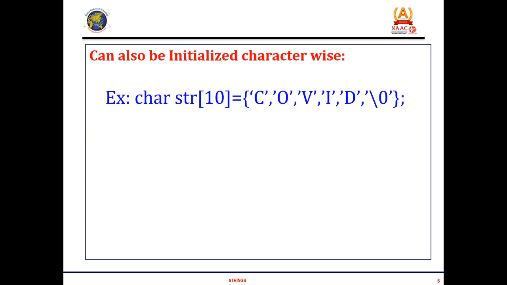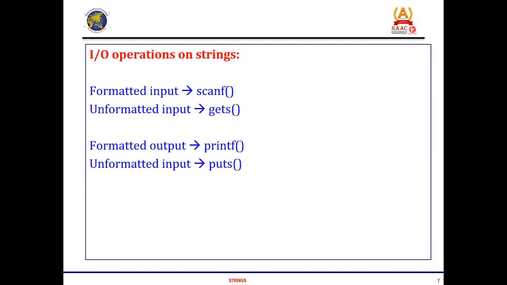Now, having known how strings are declared and initialized, let us proceed further and understand how input and output operations on strings take place. We have already seen long back that input and output operations in the C programming language take place with the help of two library functions called scanf and printf. And we are familiar with the syntax of both. The same scanf and printf are used to perform I/O operations on strings as well.